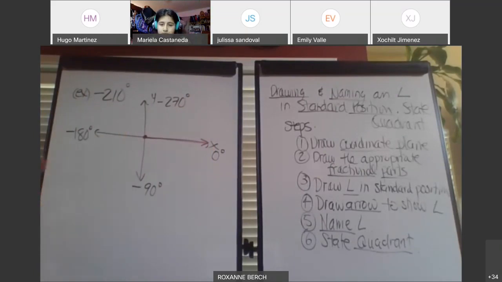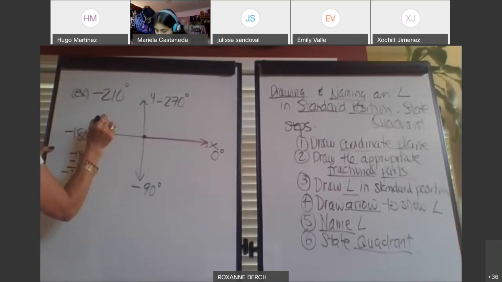So the question is, how far from negative 180 is 210? Is it 45 degrees? Is it 15 degrees? Is it 30 degrees? So it looks to me like if we have negative 180 degrees and a negative 30, that would give us negative 210.